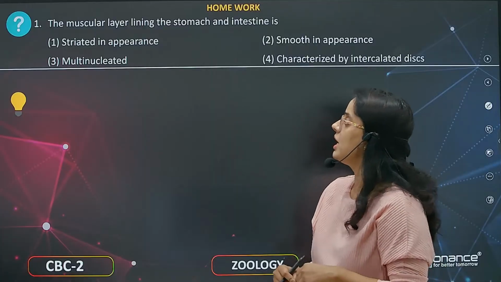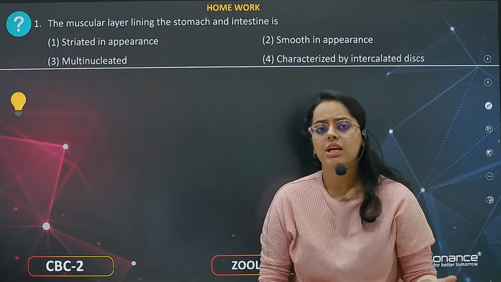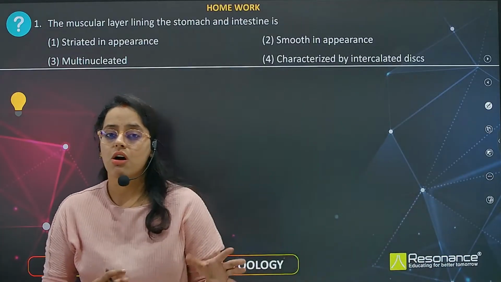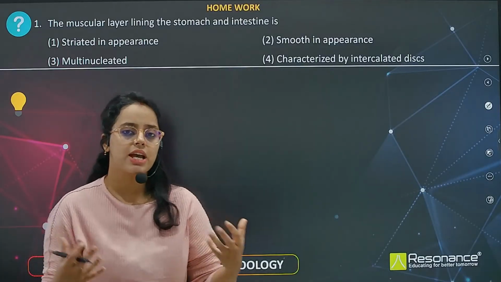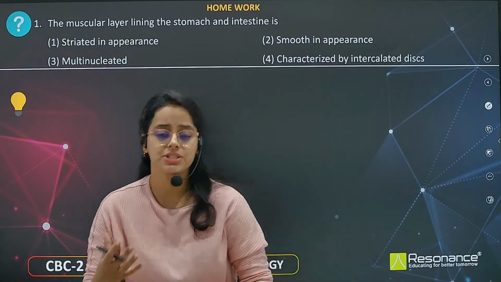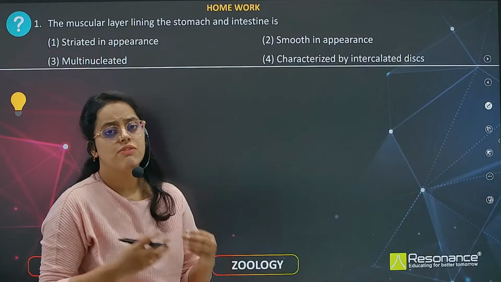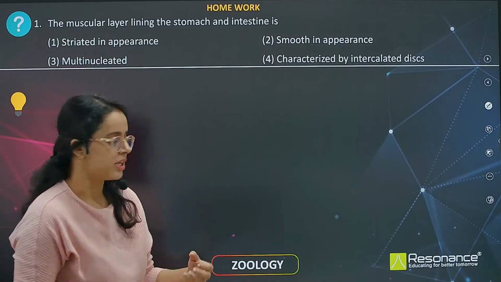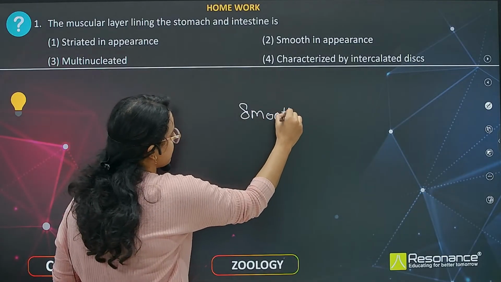The muscular layer lining the stomach and intestine, that we have already discussed, right? The muscular lining in the stomach and intestine is of involuntary type, right? Involuntary, why? Because stomach and intestine have peristalsis. They do digestion, the absorption and release of some certain secretions, right? For this type of function, muscular layers should be involuntary in action, which means these type are smooth muscles.